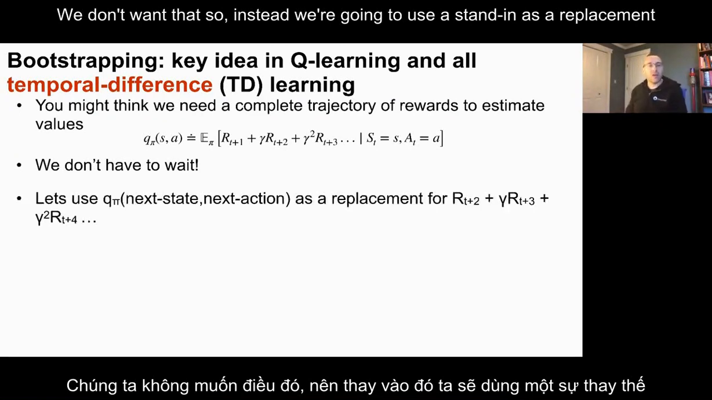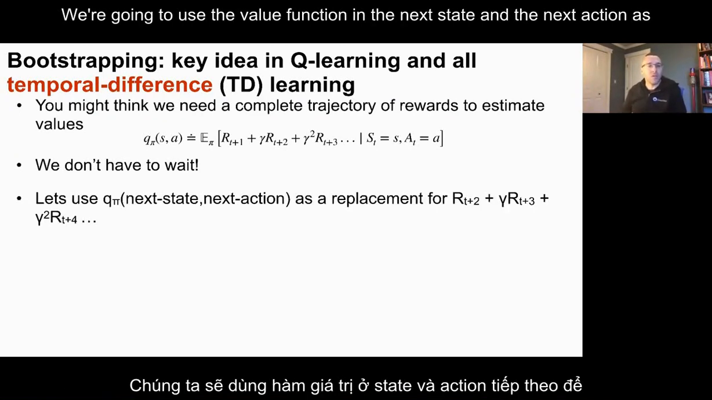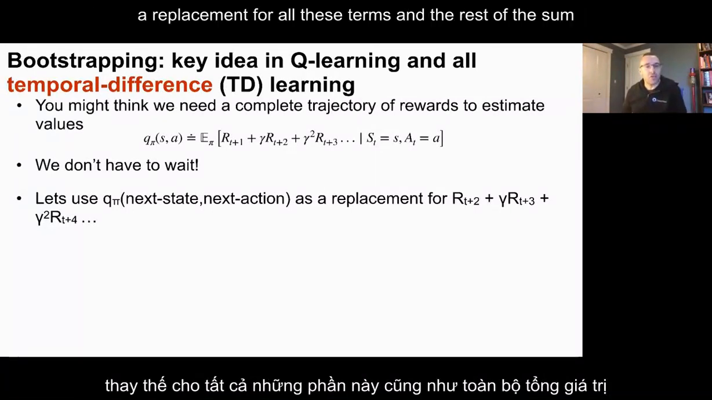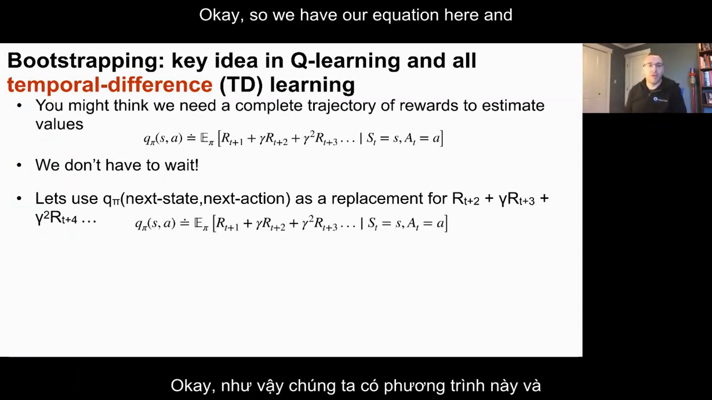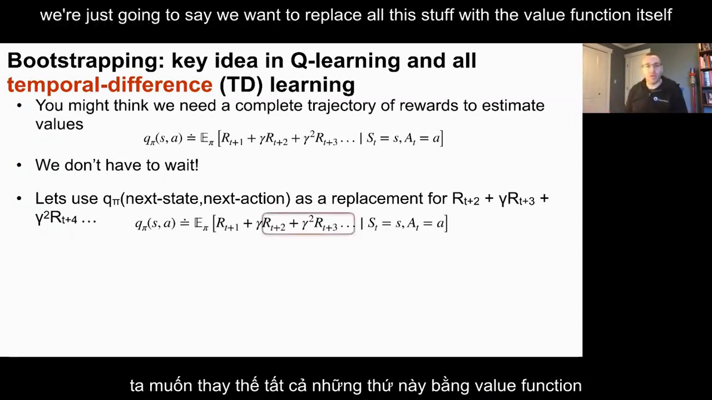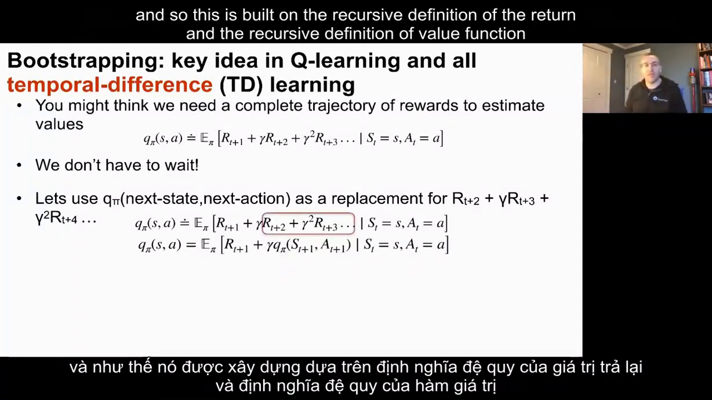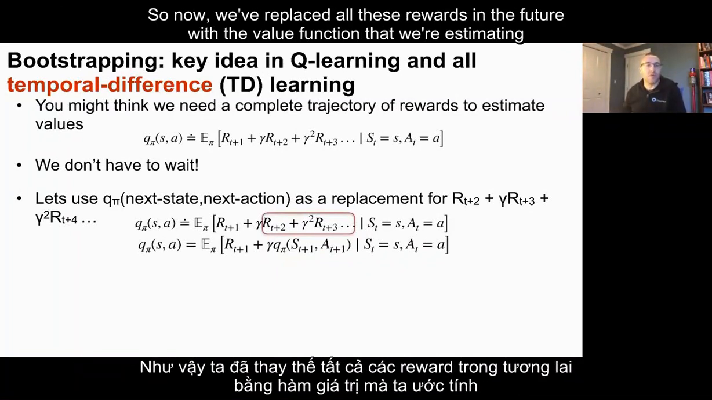So instead, we're going to use a stand-in, a replacement. We're going to use the value function in the next state and the next action as a replacement for all these terms in the rest of the sum. Okay, so we have our equation here, and we're just going to say we want to replace all this stuff with the value function itself. This is built on the recursive definition of the return and the recursive definition of the value function. So now we've replaced all these rewards in the future with the value function that we're estimating.